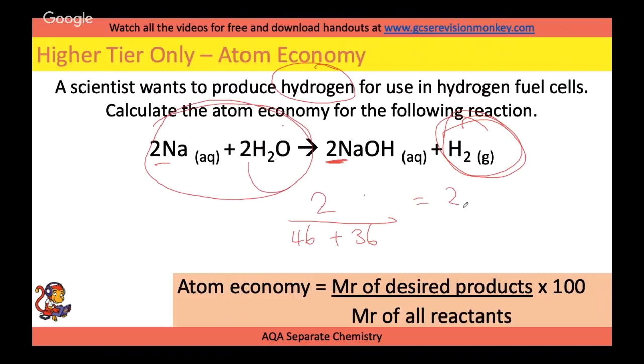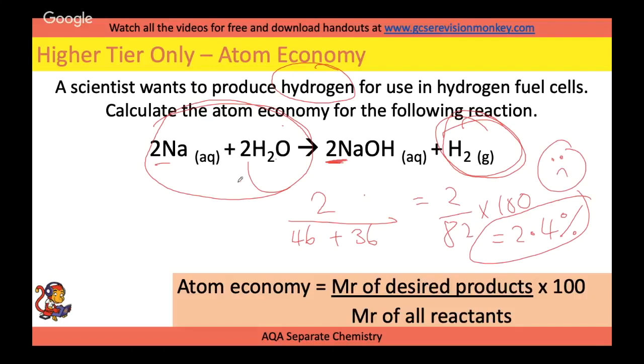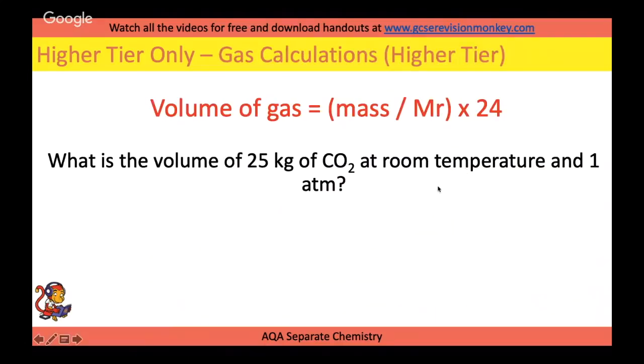And then that would simplify to 8 over 82 times 100, which would give us a very low atom economy of 2.4%. That would be very bad because we're putting a lot of reactants in. This is the product we want. So you might have to think about selling this off to another company or using a different reaction to actually produce our hydrogen. Gas calculations then.